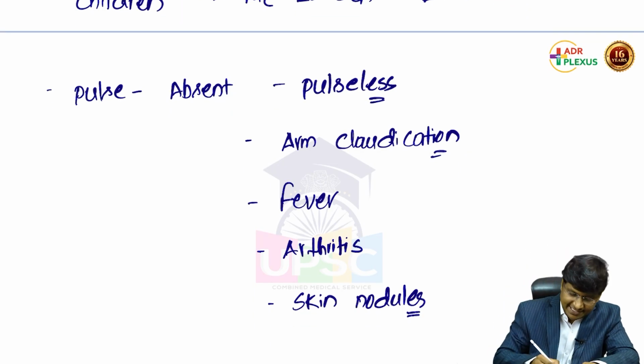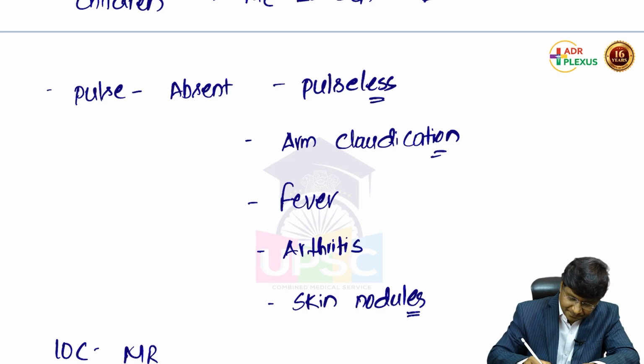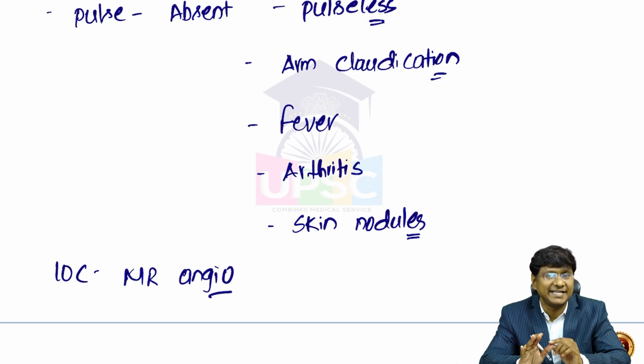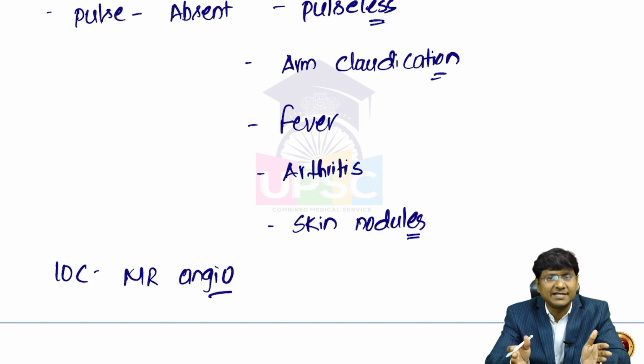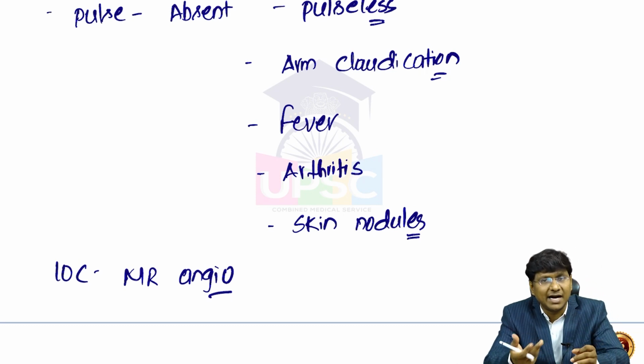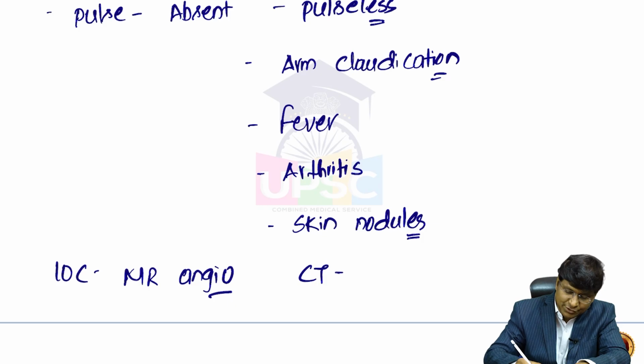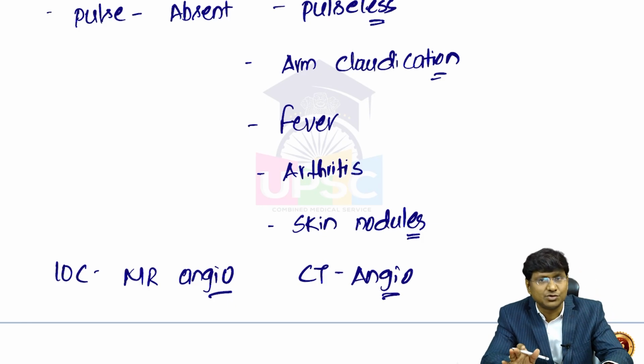And what exactly is the investigation of choice in case of Takayasu arteritis? It is MR angiography, and it will also help in staging the disease distribution. MR angiography is definitely time-consuming. But in acute situations, like where you have involvement of the coronary arteries, you cannot do MR; you can do a CT angiography. So in emergency situations, CT angiography can also be done.